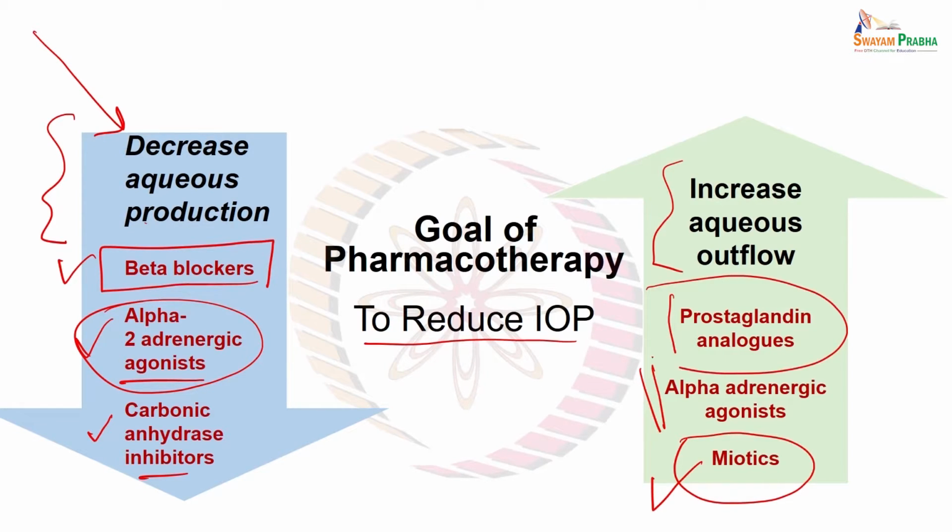Nowadays, the more commonly used, more effective drug in increasing outflow is prostaglandin analogues. However, the available prostaglandin analogues are expensive, therefore still not so commonly used in India, but they have the advantage of longer duration of action.